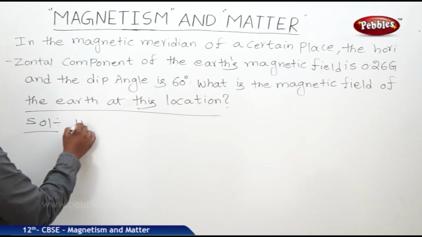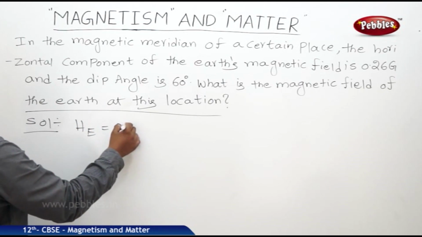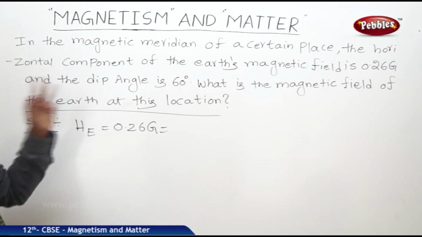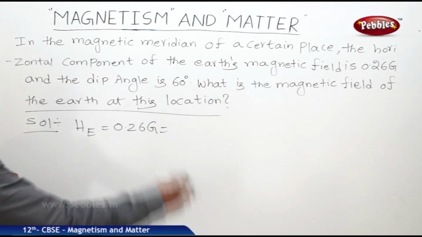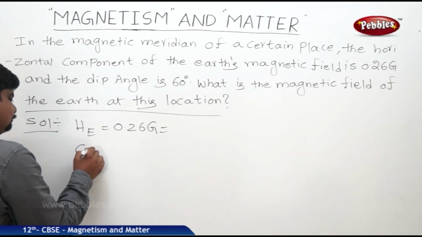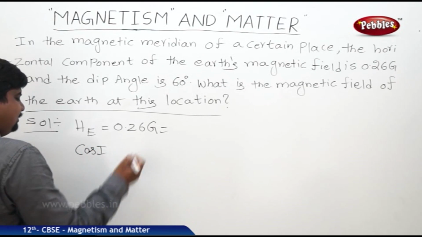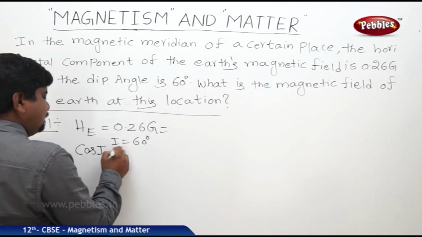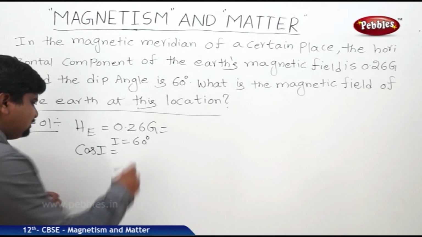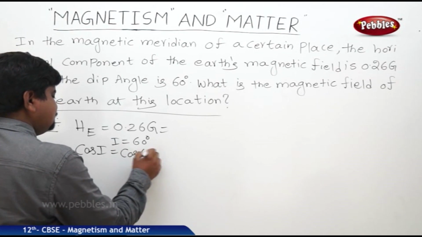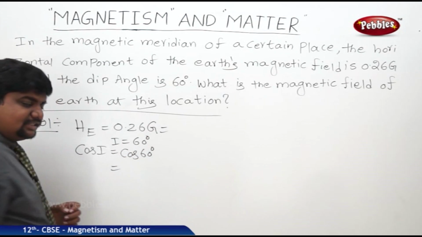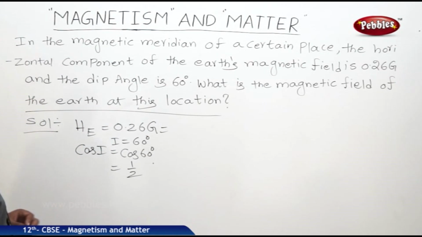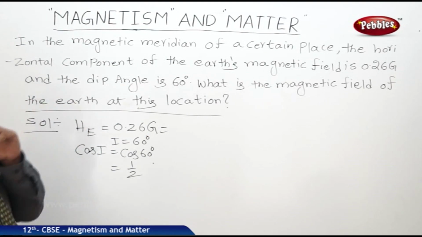So the horizontal Earth's magnetic field is 0.26 Gauss, and the dip angle is 60 degrees. Angle of dip I is equal to 60 degrees. Cos I is equal to cos 60 degrees, which is equal to sin 30, so it will be half. So what is the magnetic field of the Earth at this location?